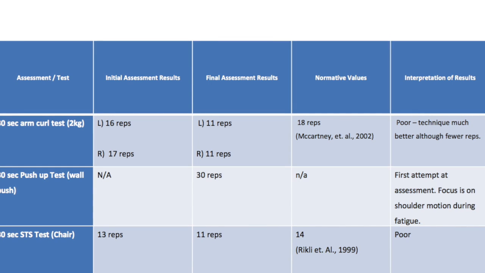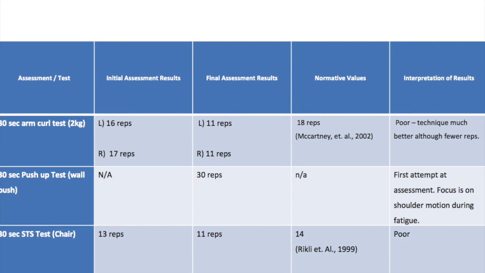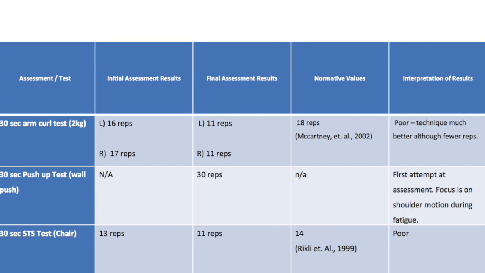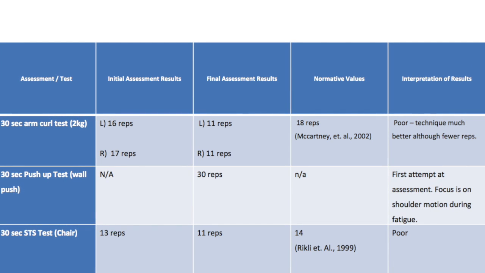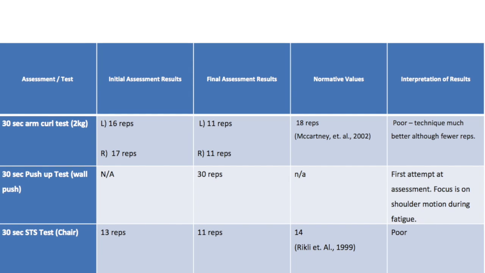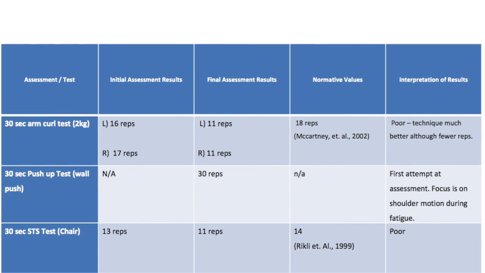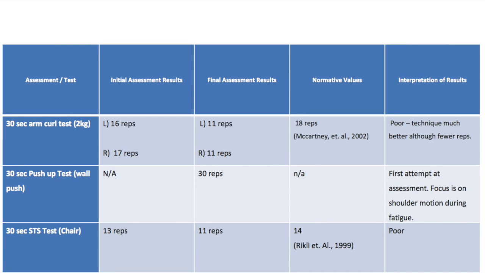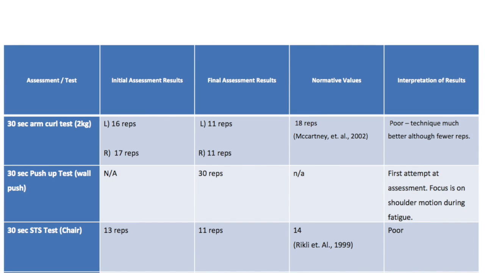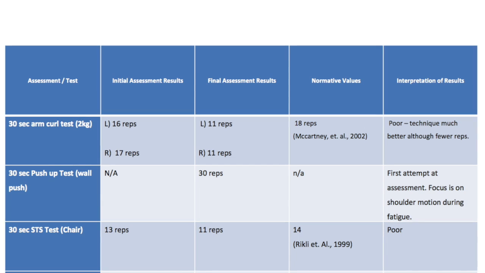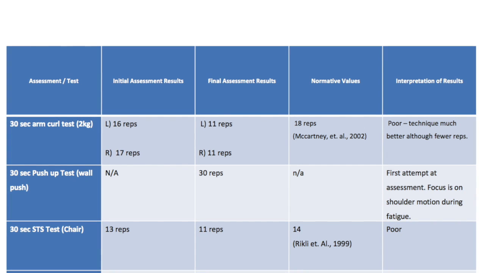The 30-second push-up test using a wall push-up was only added in the reassessment, so there were no initial assessment results. This was the first attempt at the assessment and focused on shoulder motion during fatigue. He scored 30 reps. In the 30-second sit-to-stand test using a chair, he scored 30 reps in his initial assessment and 11 reps in his reassessment.